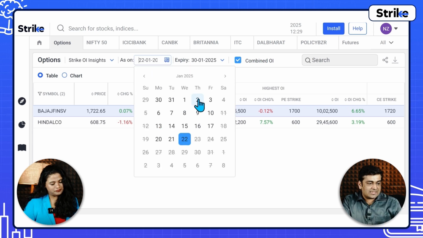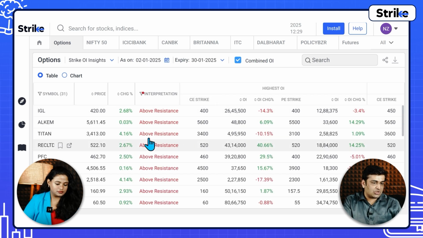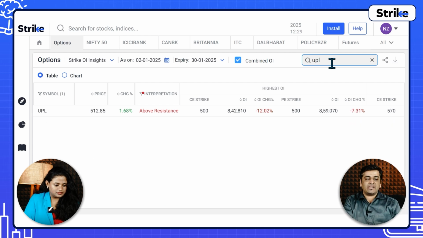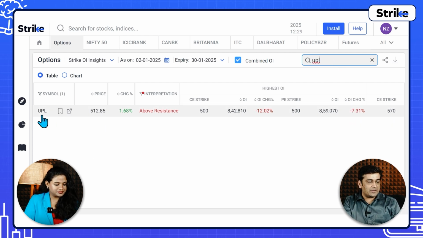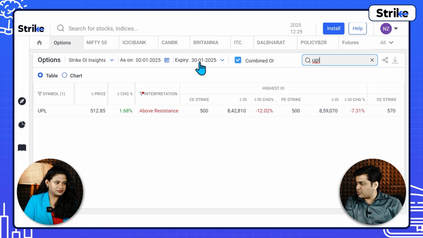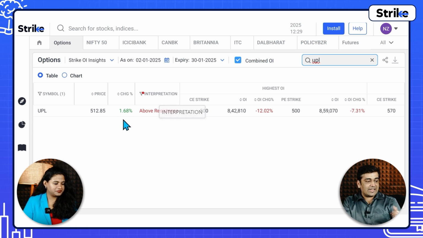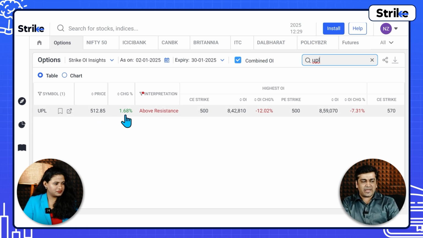Let me look at 2nd January. There was this particular stock, UPL, United Phosphorus. And for this UPL, the interpretation was above resistance and the expiry was the 30th January contract only. All right. But on 2nd of January, what had happened? On 2nd of January, prices of UPL went up by around 1.5%. It went above this call CE strike of 500 and was trading at 512. It closed at 512 on 2nd of January. Imagine the 2nd of January is over. In the evening, you have analyzed this.